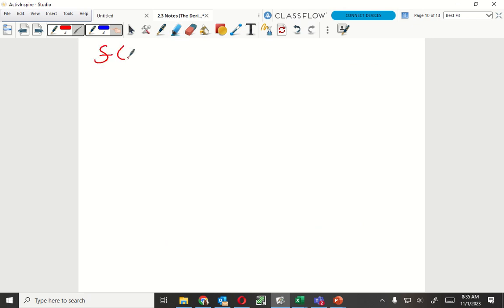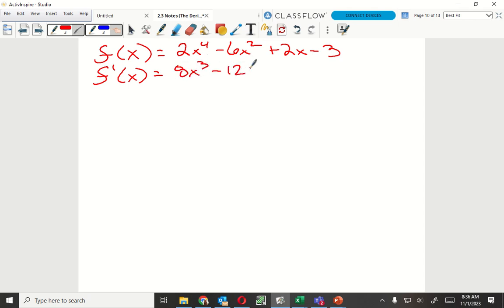So we had my f of x. I'm going to rewrite it all here. f of x was... Why are my notes all out of order? There it is. Minus 3. My f prime of x is 8x cubed minus 12x plus 2. Okay, and so now I'm looking for, that's positive 1, comma, negative 5.